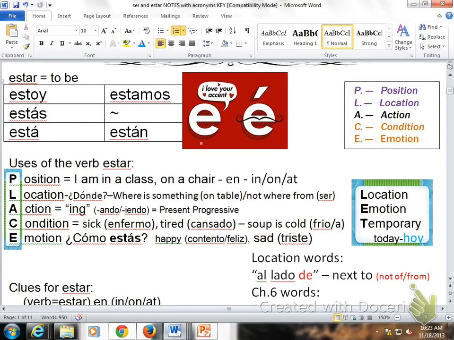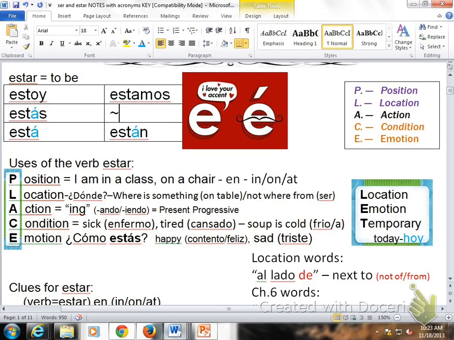Okay? Estar, let's look at it by itself. Estoy, estás, está, estamos, están. You've got to have your very clear accents on your A's there. Basically, the top two don't have it, the bottom three have it. So very clear accents.